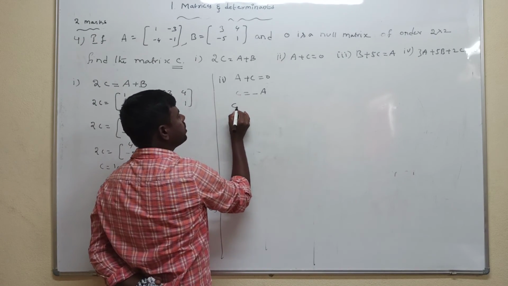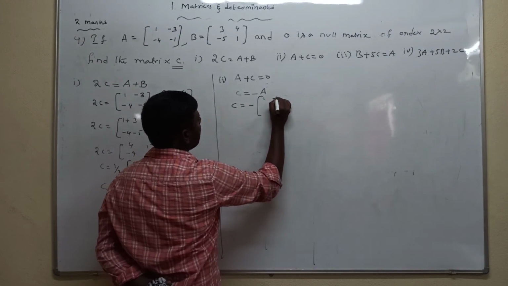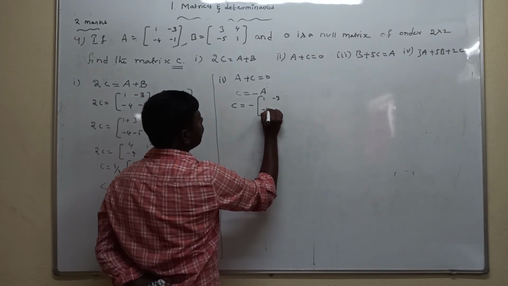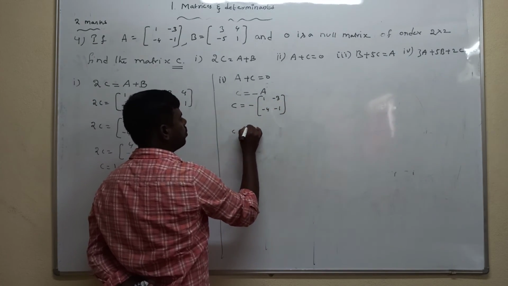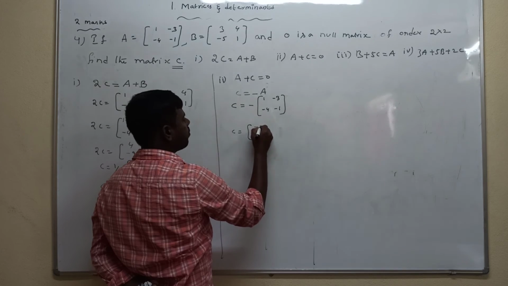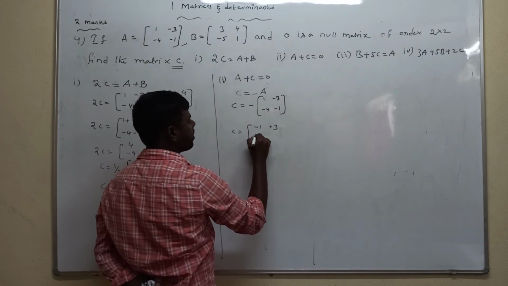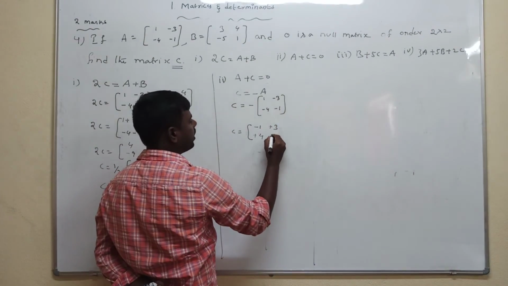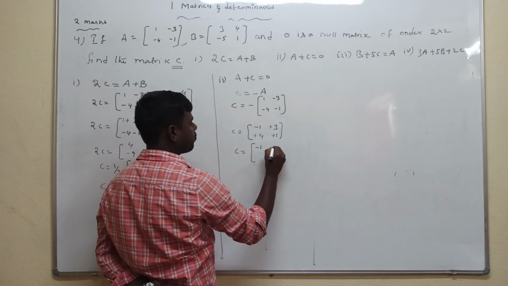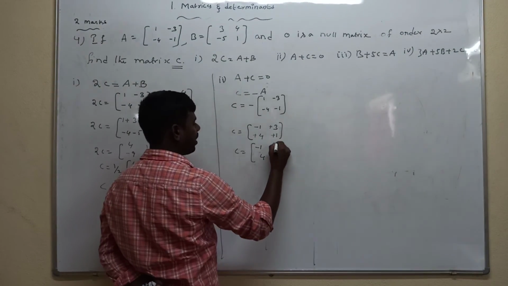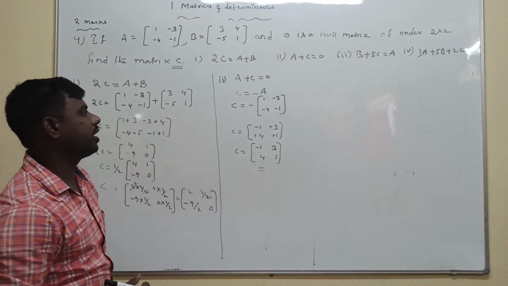So now C is equal to minus into the A matrix [[1, -3], [-4, -1]]. Each element is multiplied by the negative sign. Minus into plus 1 is minus 1. Minus into minus 3 is plus 3. Minus into minus 4 is plus 4. Minus into minus 1 is plus 1. Finally we got the C matrix as [[-1, 3], [4, 1]]. This is the required solution for the second one. Next we are going to the third one.